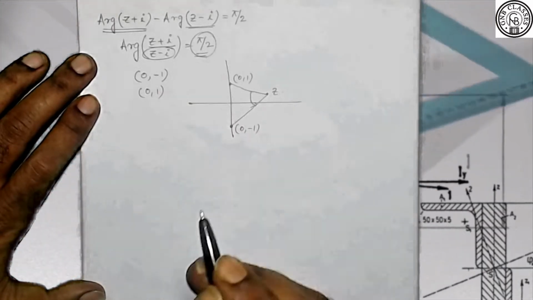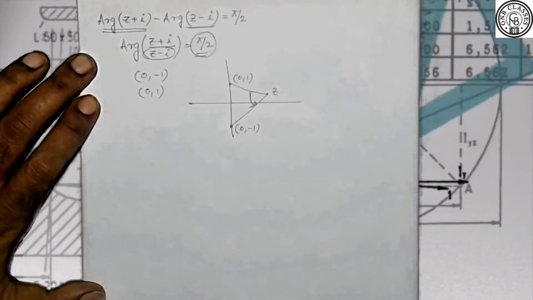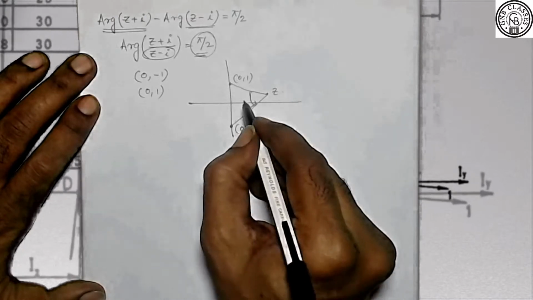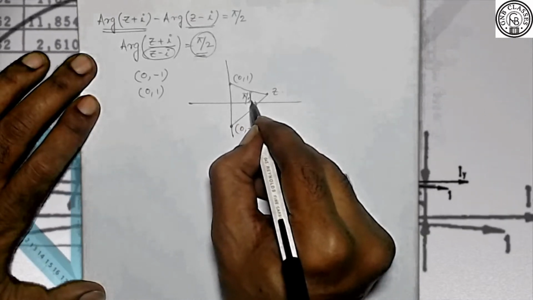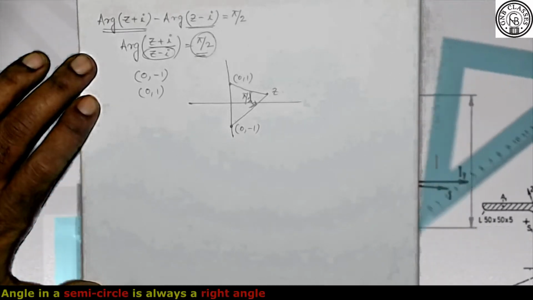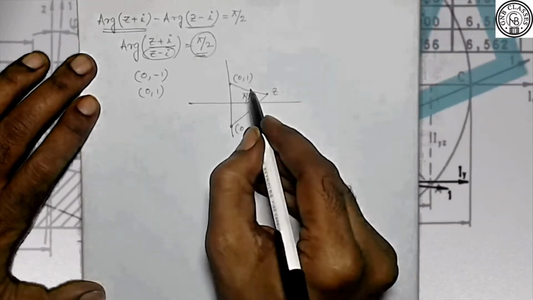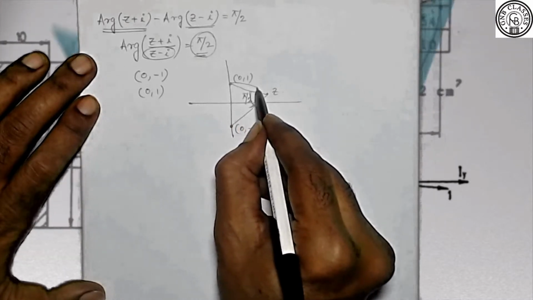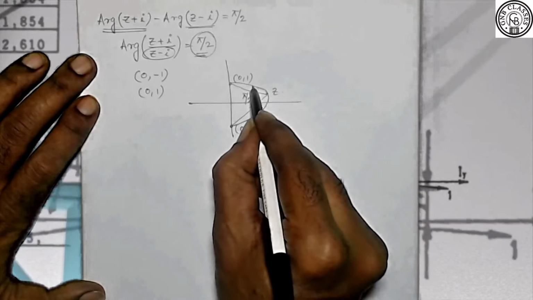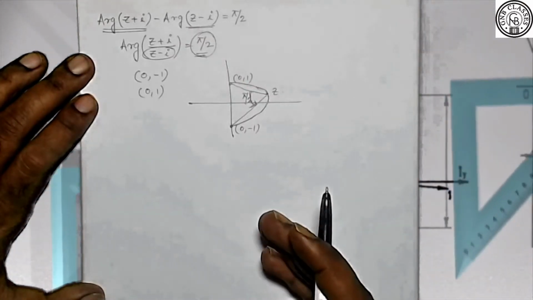Yes or no? So this angle, you see, is measured in the anti-clockwise direction. That is why the angle between them is positive. Now since this angle is pi by 2, we know that the angle in a semicircle is always 90 degrees. Therefore, we can assume that z is lying on the circumference of this semicircle, but on the right hand side of the y-axis.